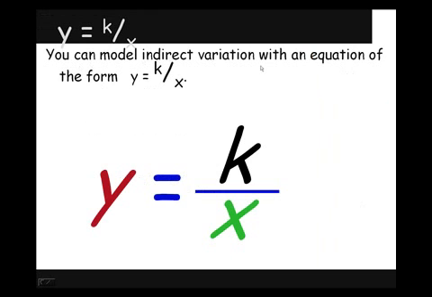You can model inverse variation with an equation of the form y equals k over x. Y is the dependent variable, x is the control variable, and k is our constant of variation. Again, remember, you can pause these videos, write down your notes, fast forward, rewind, whatever you need to do to pace the lesson so that it works for you.